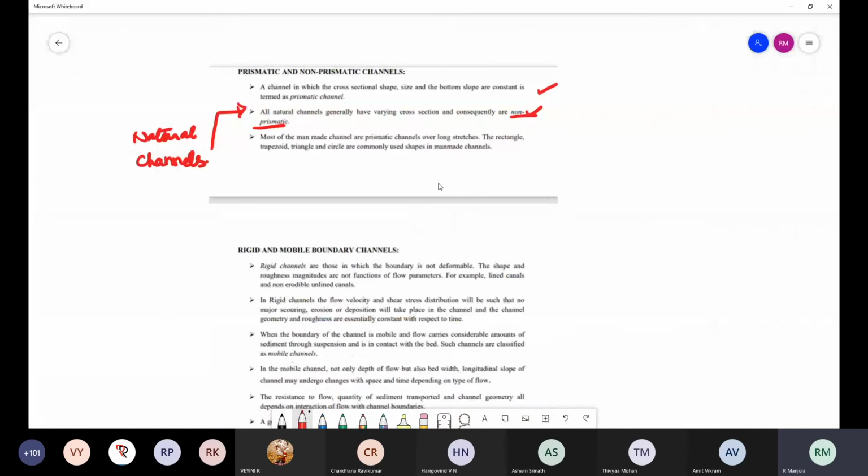And most of the man-made channels are prismatic. Prismatic channels can be man-made channels, and these we can make over long stretches. Prismatic channels can be rectangular, trapezoidal, triangular, circular. Man-made prismatic channels can be of any shape you want. Most of the man-made channels are prismatic channels. This is what we discussed here.